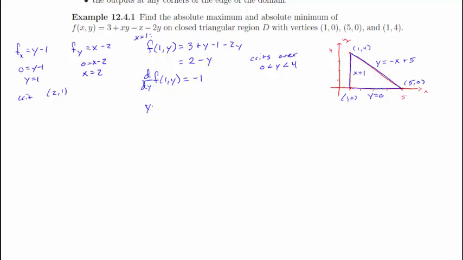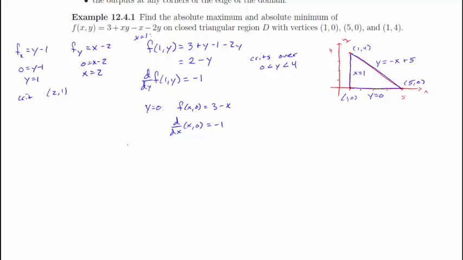Now let's look at the y equals 0 line. So we want to see, are there any peaks or troughs here that could potentially be an absolute maximum or absolute minimum along this line. So if y equals 0, we do f of x, 0. This is going to be nice. This is 3 minus x, and its derivative with respect to x is -1. So again, we're just doing a nice straight line downhill from the point 1, 0 to the point 5, 0. So no possible peaks or troughs along that line.